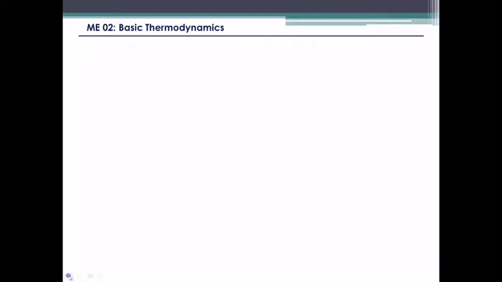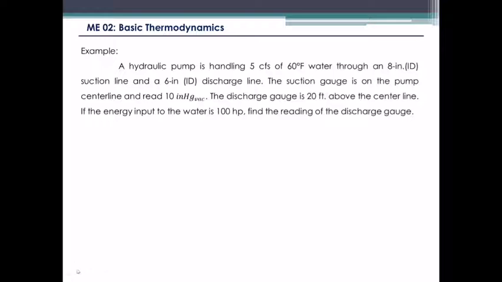So I guess this is the last one. Let us answer this sample problem. A hydraulic pump is handling 5 CFS of 60 degrees Fahrenheit water through an 8-inch inner diameter suction line and a 6-inch inner diameter discharge line. The suction gauge is on the pump center line and reads 10 inches of mercury vacuum. The discharge gauge is 20 feet above the center line. If the energy input to the water is 100 horsepower, find the reading of the discharge gauge.